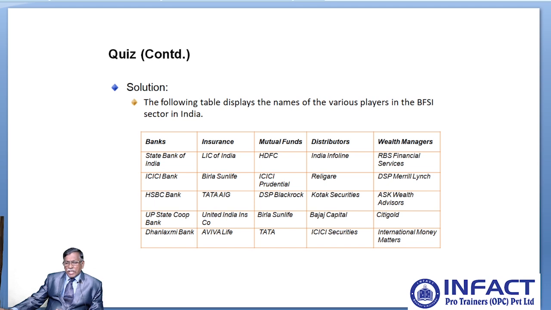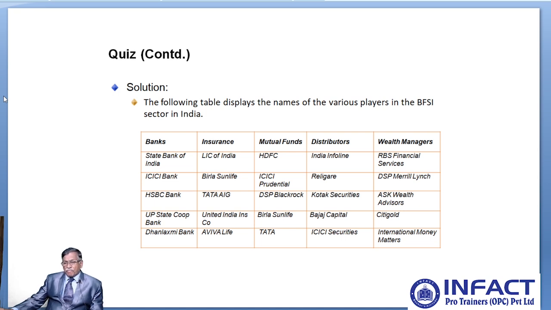Now, coming to insurance, we can name some of the companies under insurance. LIC of India, which takes care of life insurance. Birla Sun Life, it's a private player. We have Tata AIG, again it is a private player. And we have United India Insurance Company, which is a government company, a public sector company, which takes care of general insurance. And we have something called Aviva Life, which is again a private insurance company.